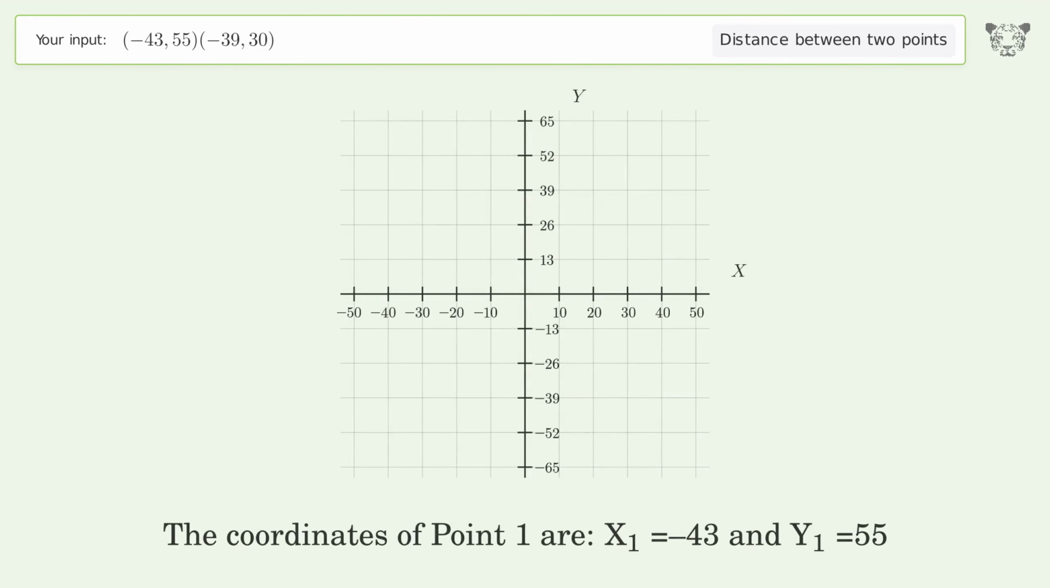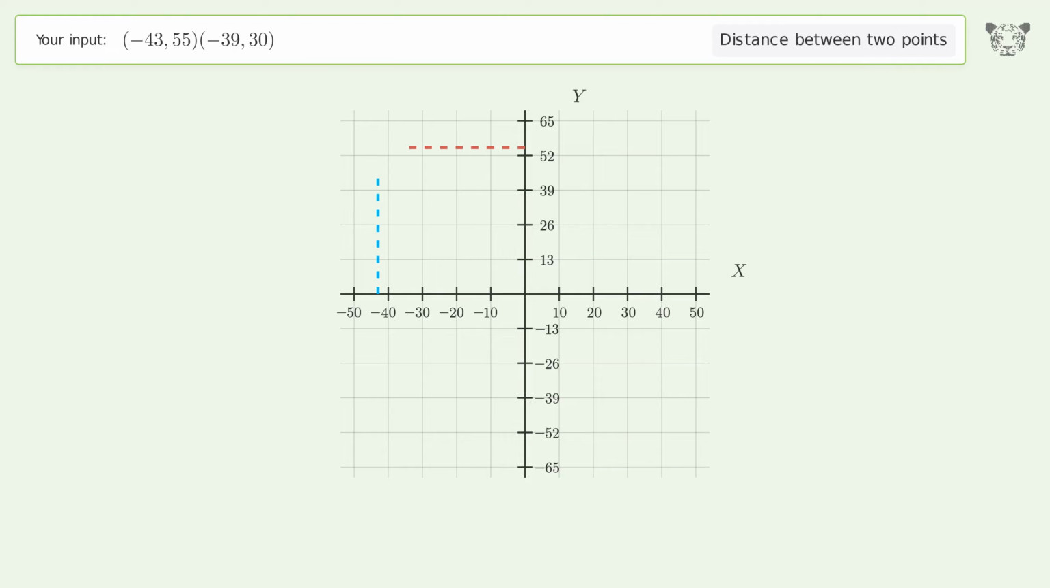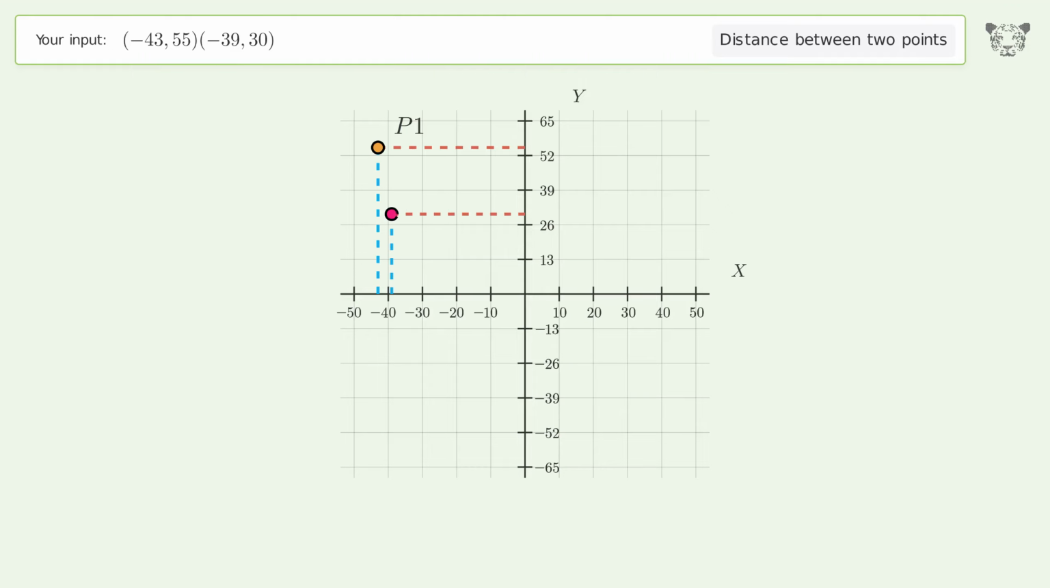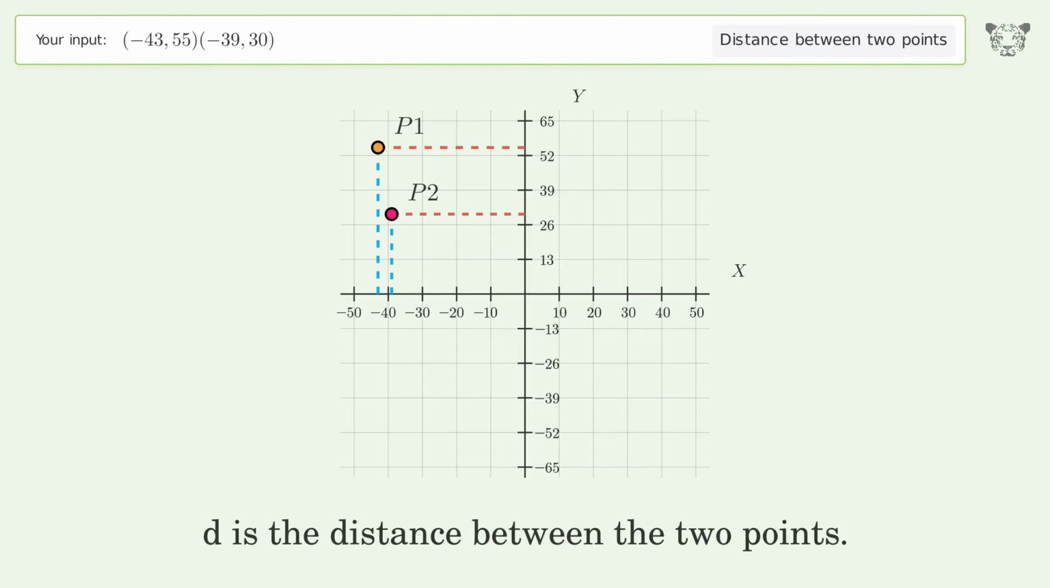The coordinates of point 1 are, x1 equals negative 43 and y1 equals 55. The coordinates of point 2 are, x2 equals negative 39 and y2 equals 30. D is the distance between the 2 points.